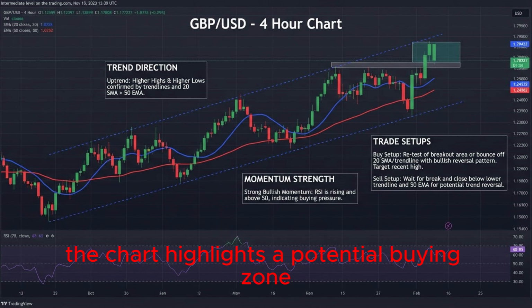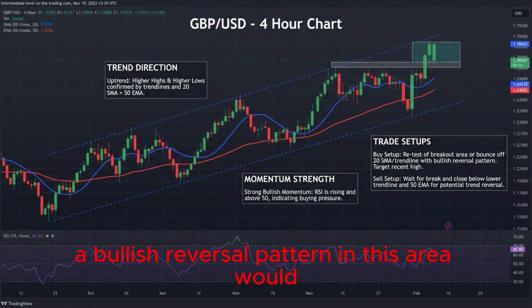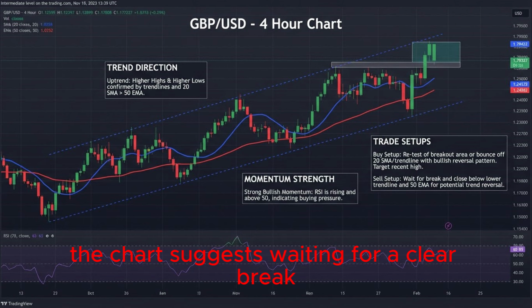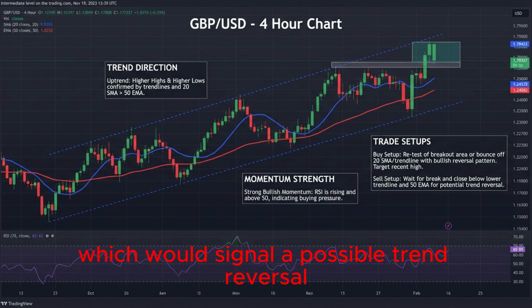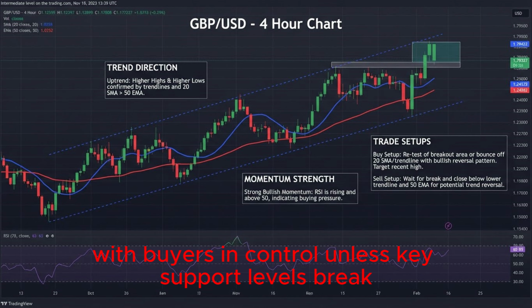The chart highlights a potential buying zone near the recent breakout area, where price may retest support or bounce off the trend line or the 20-period moving average. A bullish reversal pattern in this area would support a move back toward the previous highs. For selling, the chart suggests waiting for a clear break and close below the lower trend line and the 50-period moving average, which would signal a possible trend reversal. Overall, this chart reflects a bullish market structure, with buyers in control unless key support levels break.